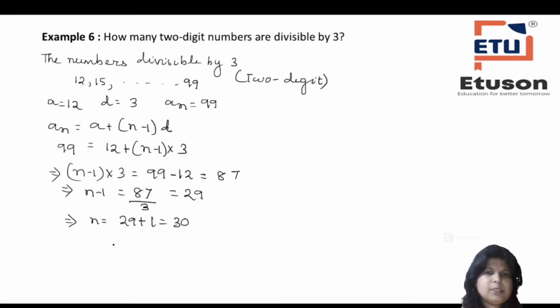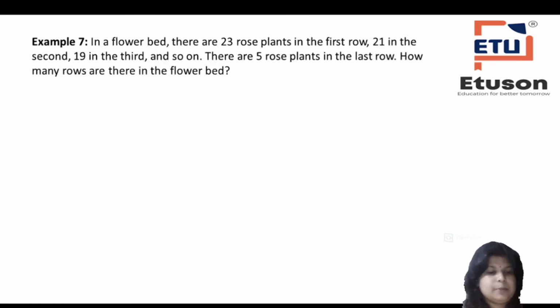So how many two digit numbers are divisible? There are 30 numbers which are divisible by 3. Two-digit numbers which are divisible by 3.